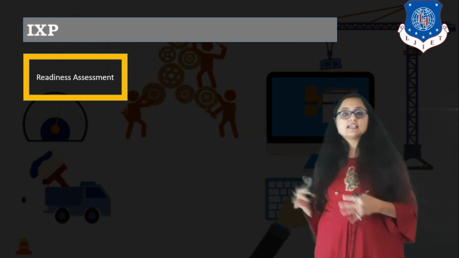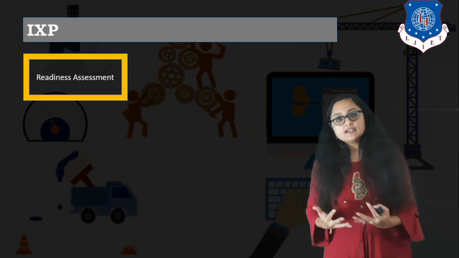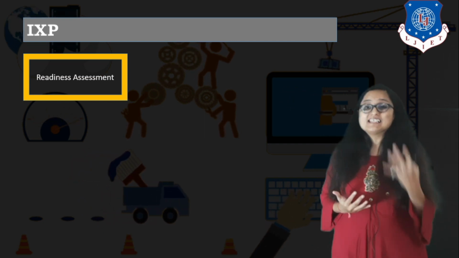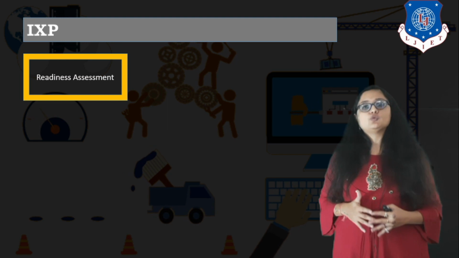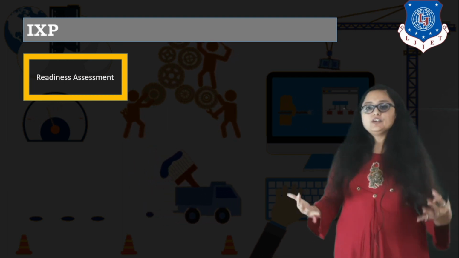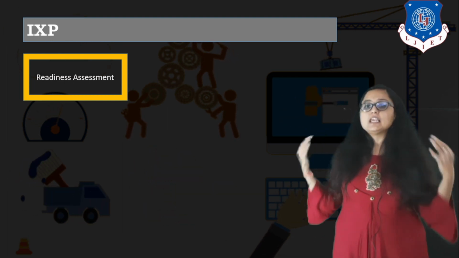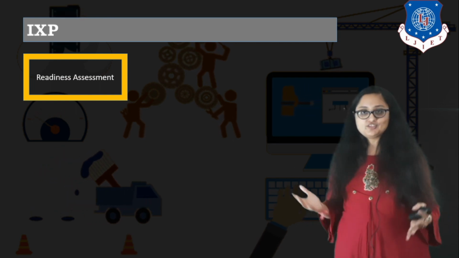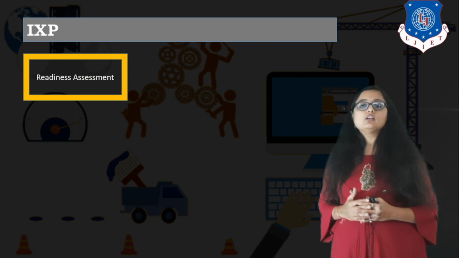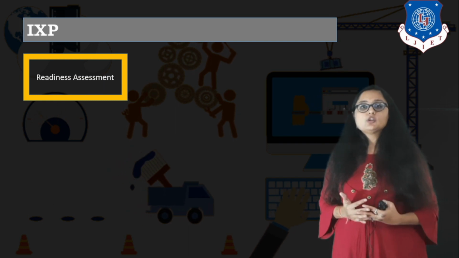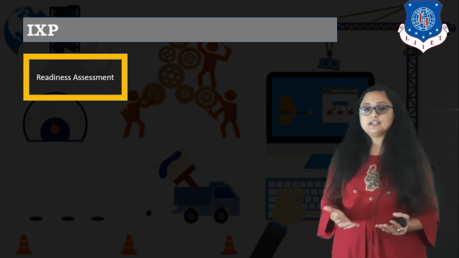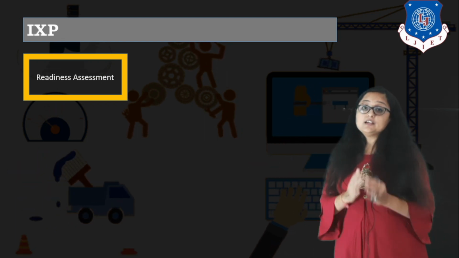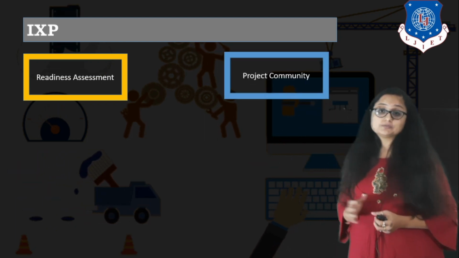The first is readiness assessment. So in readiness assessment, we are assessing the readiness of the stakeholders. So we are believing in a concept that if the team is readily available in any of the circumstances, then your development will be quicker and it will be a quality development, right? So here we are taking into consideration readiness of all the stakeholders.